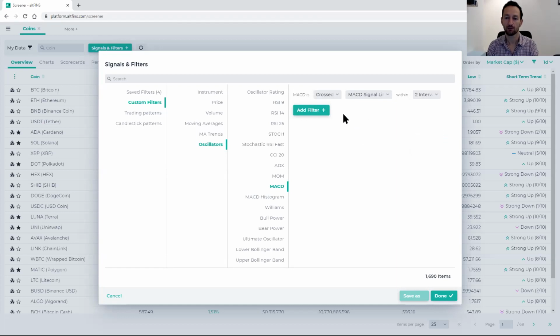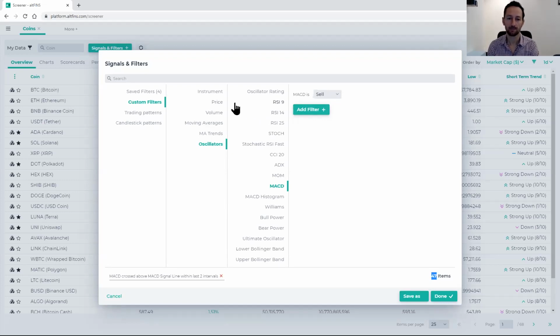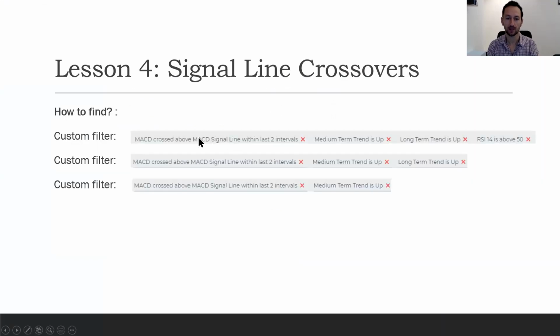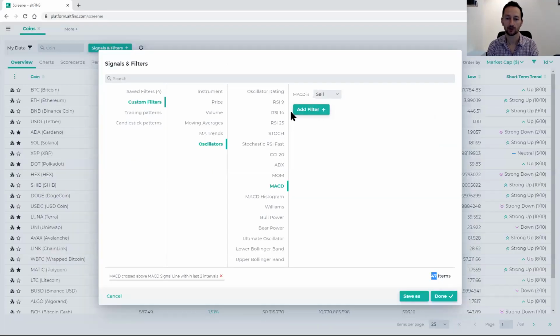And once I apply this filter, we're down to 47. We're already down to just a fraction of the total. Secondly, what we want is an uptrend, right? And as we indicate here, we're going to use the medium and long-term trend ratings. The reason I'm not using the short-term trend rating is because that's quite volatile.